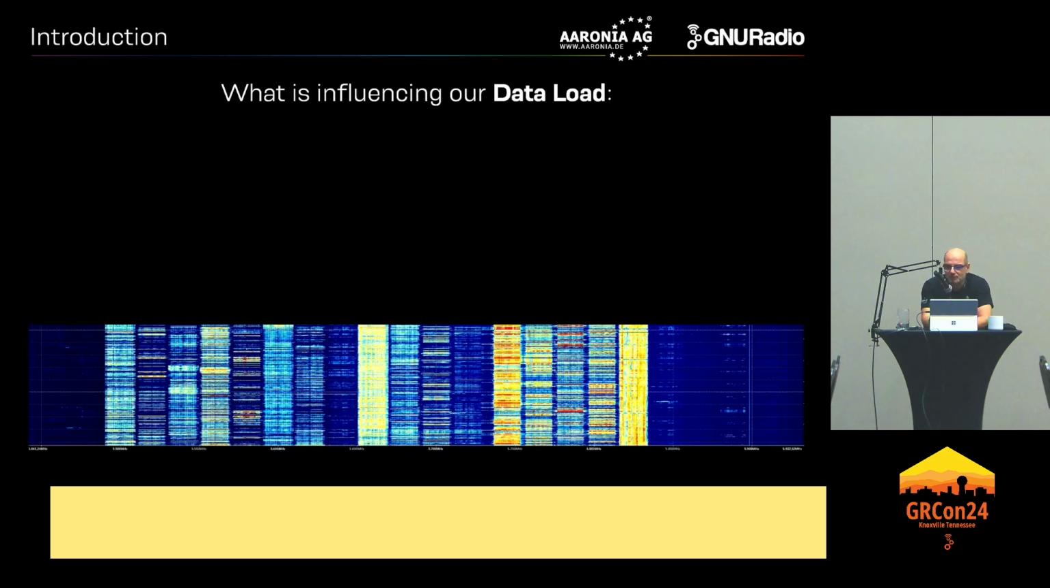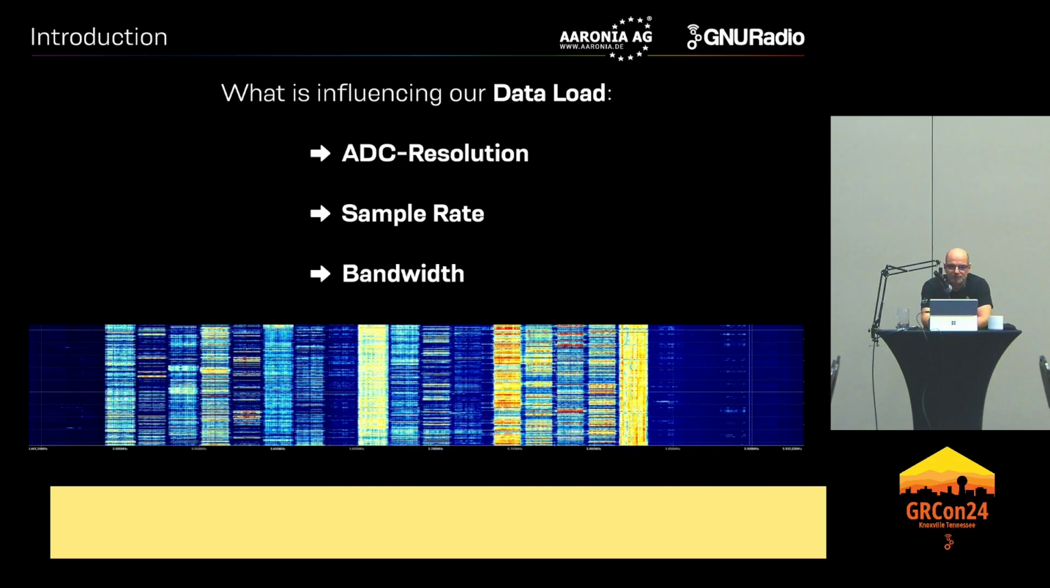Usually our data is coming from the ADC resolution. So if we have 10 bits, 12 bits, 16 bits, and so on, you get more data, of course. Then we have the sample rate. The higher the sample rate, the more data I get. And combined with that one, we have the bandwidth. So the bigger the bandwidth, the more data I get. So in combination, I get a really, really huge data load. If I have, let's say, 1 or 2 gigahertz bandwidth with 16-bit resolution, then I really have something.